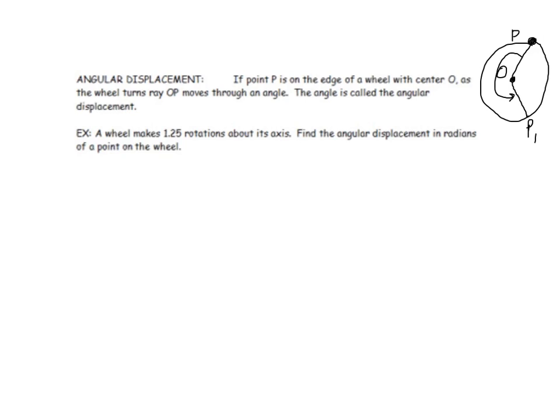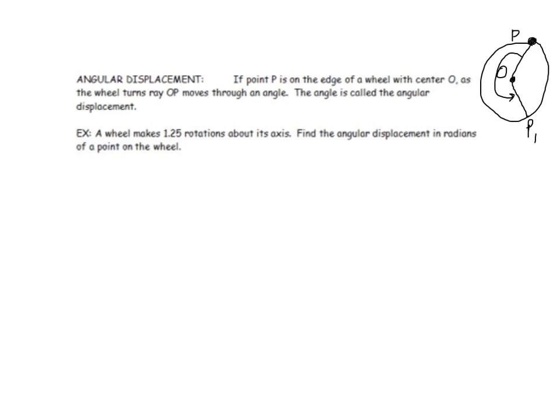Angular displacement is best described by looking at this diagram. This is a very crude diagram that I drew here. This is a circle with a center at O and a point P on the circle. As P moves, this angle also changes. So the change in this angle is the angular displacement. So P moves from P to P prime. And so you can see that.